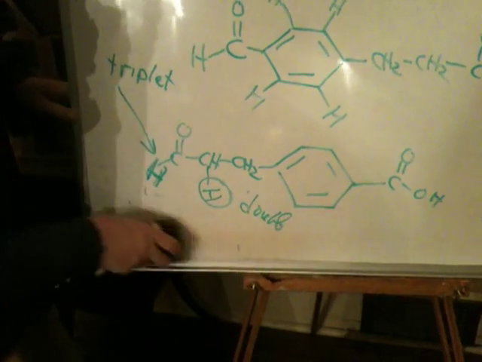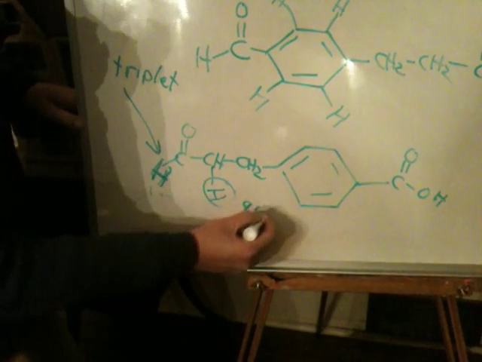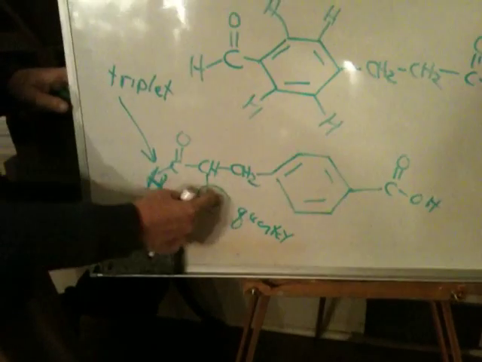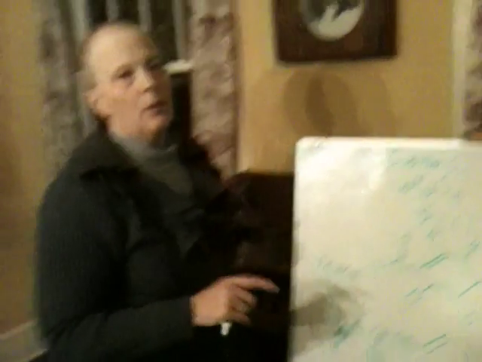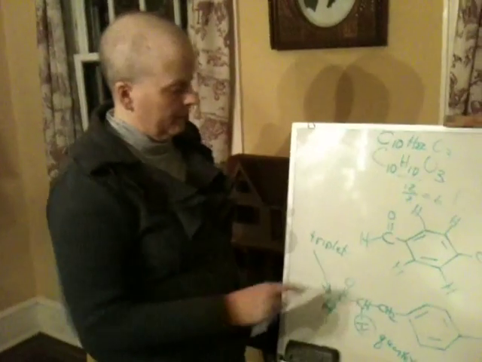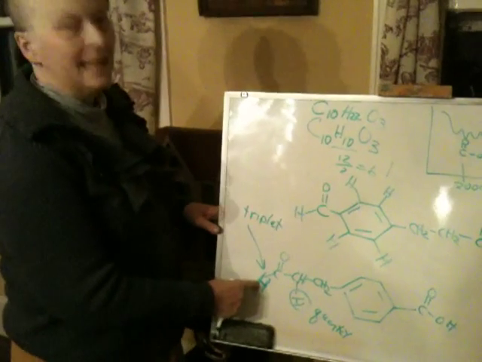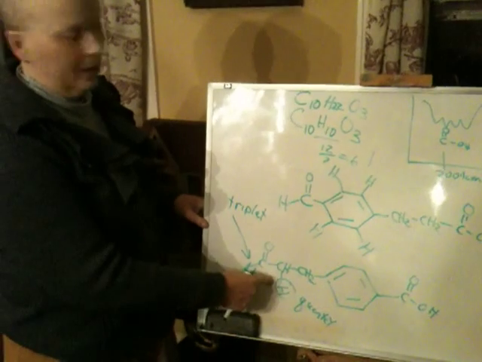I'm not a doublet, sorry about that. This H would give a quartet, at least a quartet, because it's being split by these two and by this one, okay? That is not what we observed in the spectrum. In the spectrum, the aldehyde H at 9.7 was a singlet, okay? And this was merely a triplet. Therefore, this is a better fit, okay?